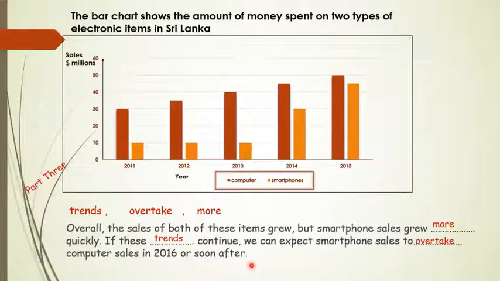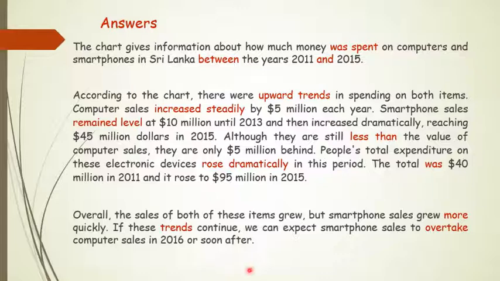Good. Your answer should look like this. Okay, what you have written, it should look like this. The first paragraph, yeah, that's part one. It says what the chart is about. Part two, we have to talk about the trends. Okay, part three, the conclusion. Okay, I think now you have a clear understanding about writing a description for a bar chart. Very good.